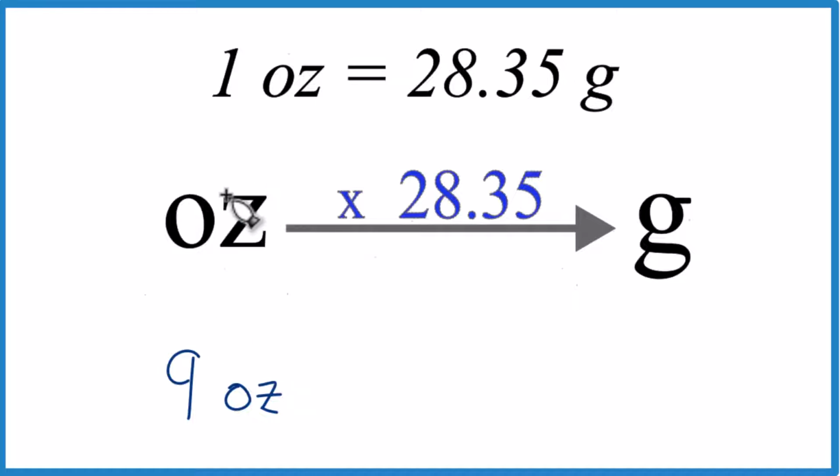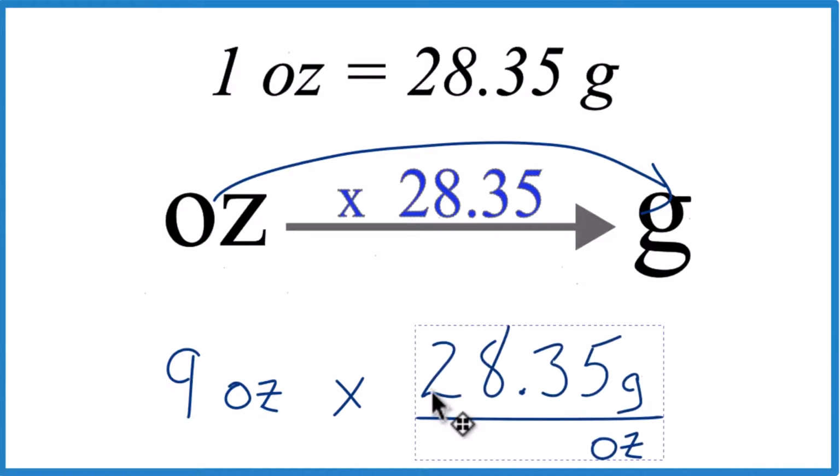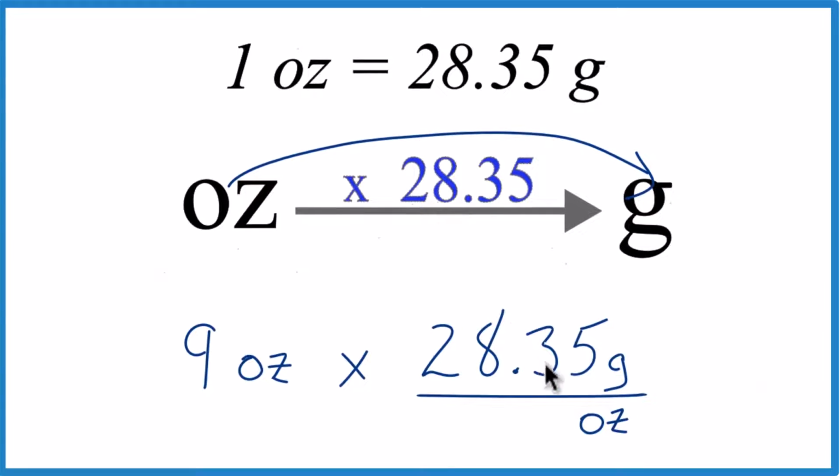So we're going from 9 ounces to grams, ounces to grams. We multiply by that 28.35 number, like this here. And note that it's 28.35 grams per ounce. That's because 1 ounce is equal to 28.35 grams. So that's our conversion factor.